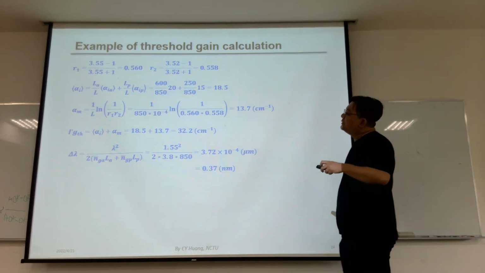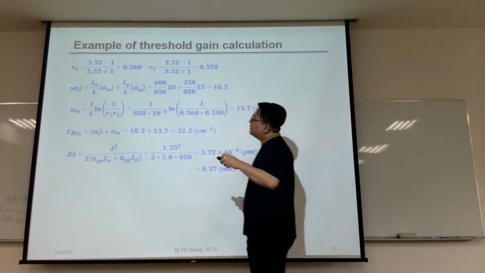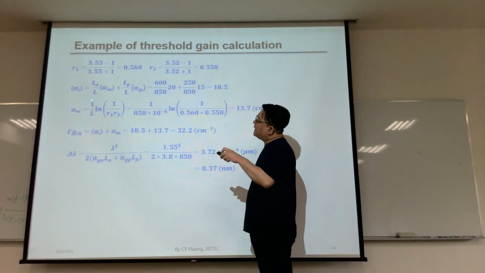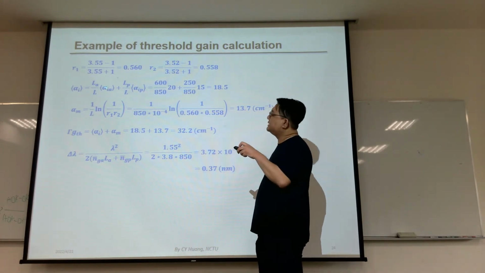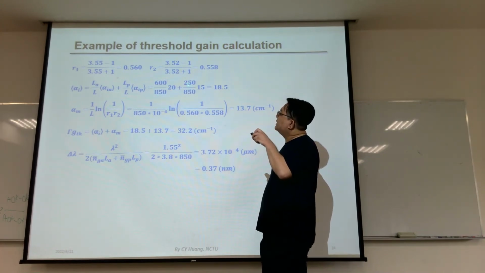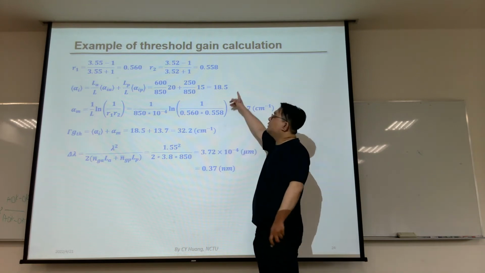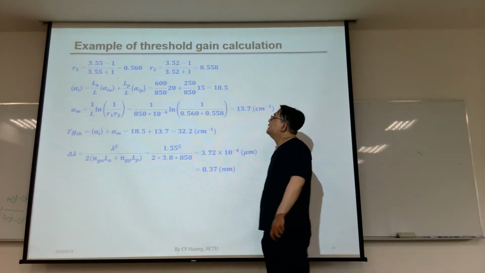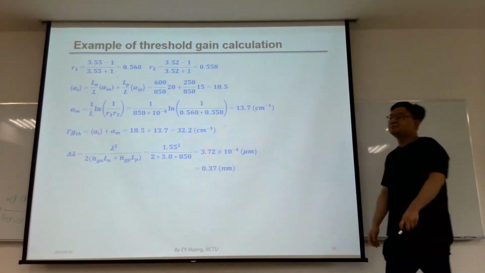Anyway, so we have the internal loss like this: L_A divided by L times its loss. So it will be 800 divided by 850 times 20, and 250 divided by 850 times 15. So the average internal loss is 18.5.